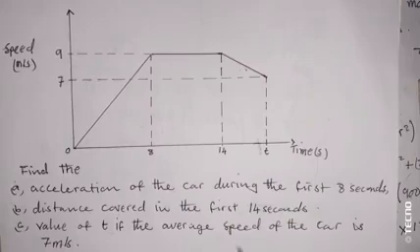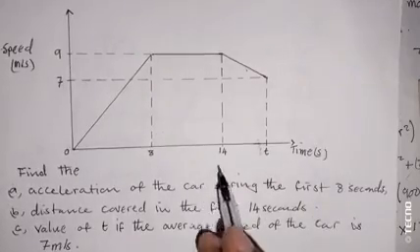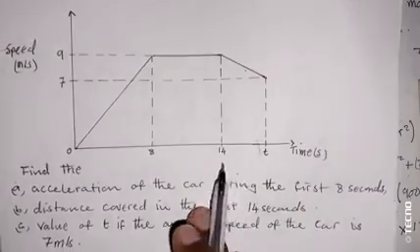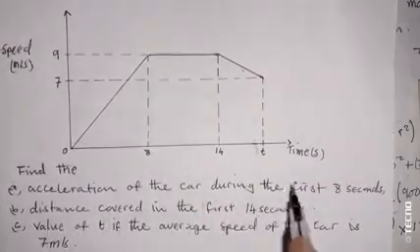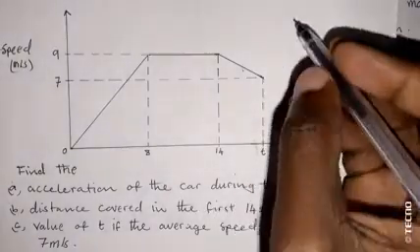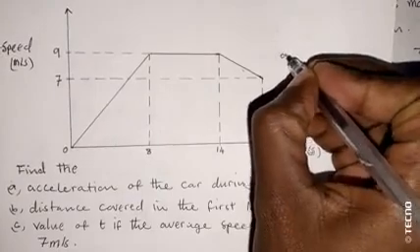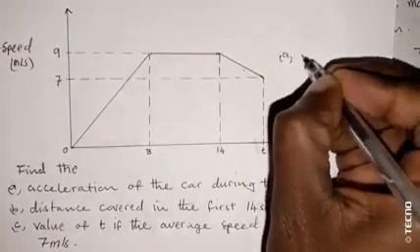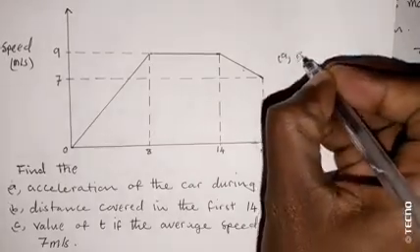Okay, now we need to know that this is paper 1, and in paper 1 we don't use a calculator. So first thing, we are going to answer this one here. Okay, let me use this space here. I'll say a is equal to... now the first one is acceleration.